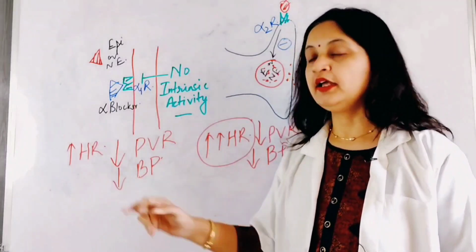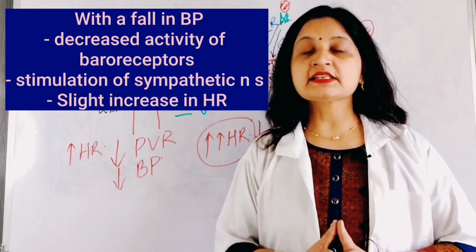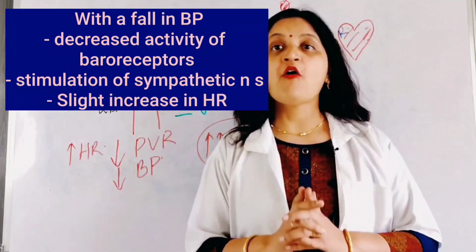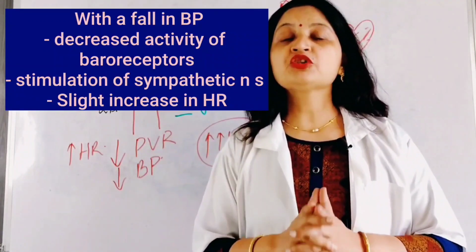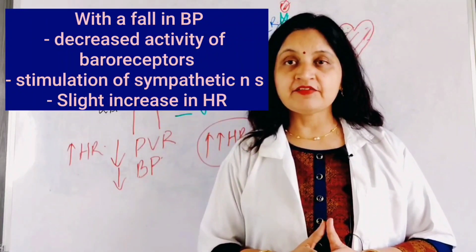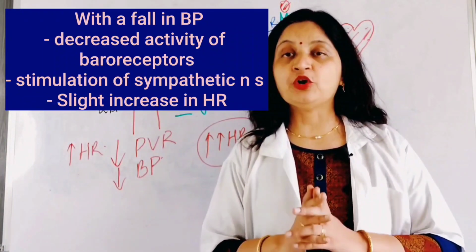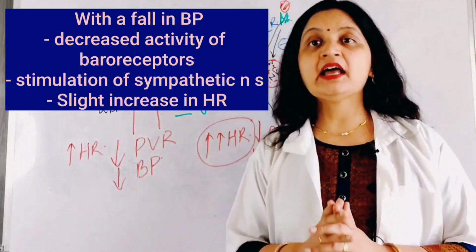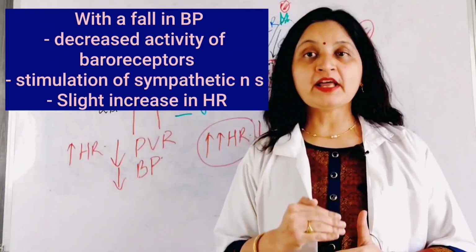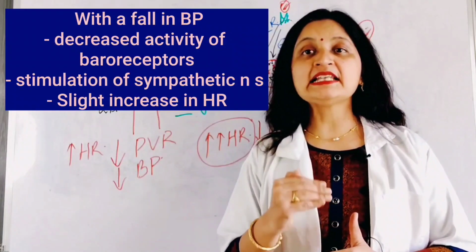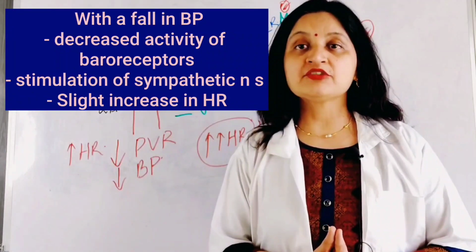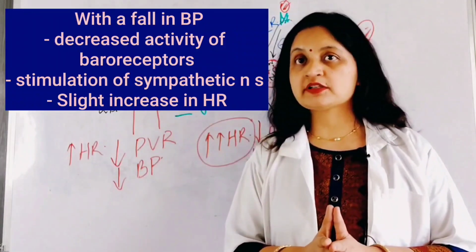in blood pressure. With the fall in blood pressure, the signals are sent to the baroreceptors which in turn sends impulses to the vasomotor center which causes activation of sympathetic nervous system releasing epinephrine and norepinephrine into the circulation, and this causes rise in heart rate. So a fall in blood pressure is accompanied by a slight increase in heart rate with selective alpha 1 blockers such as Prazosin, Terazosin, Tamsulosin.